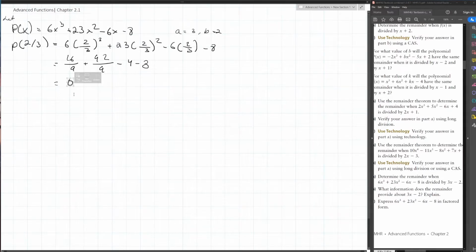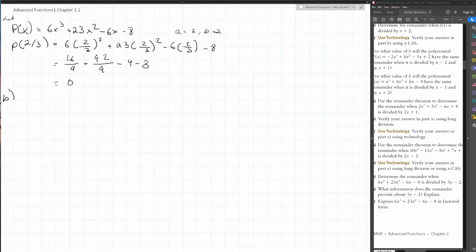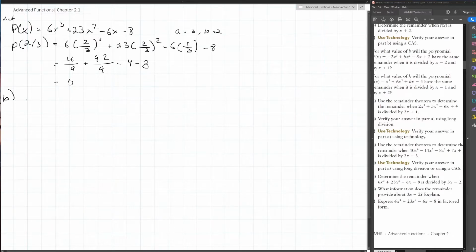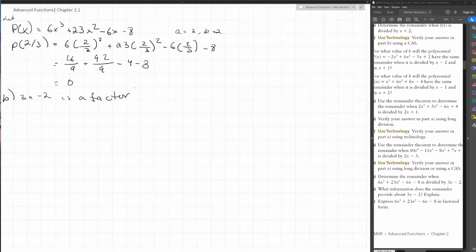This is a wonderful case, since now we can determine what the second part is asking us. The information that this divisor is telling us is that it is a perfect factor of the dividend. It perfectly goes into the function. Therefore, that's all we have to say. It is a factor. 3x minus 2 is a factor of the function. I'm too lazy to write it, but I think you understand. Now, what we need to do is express it in factored form.